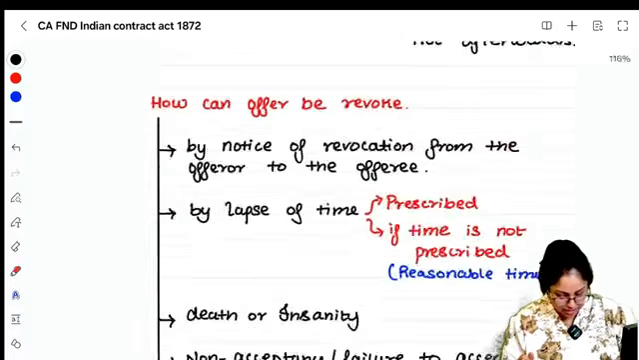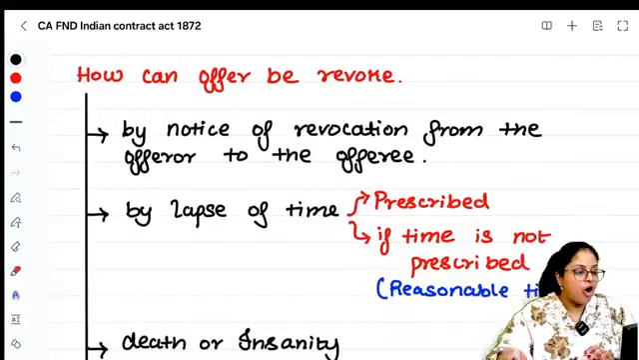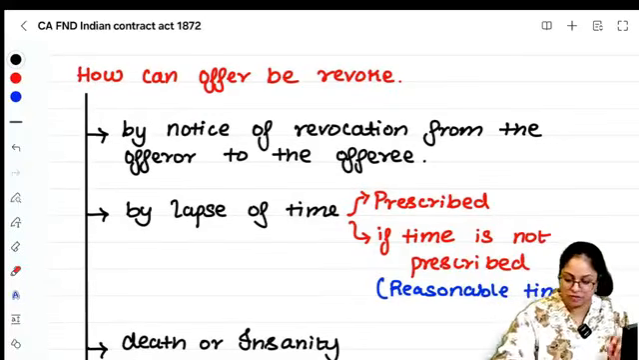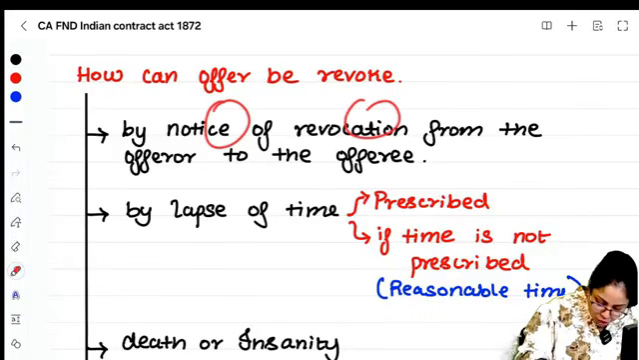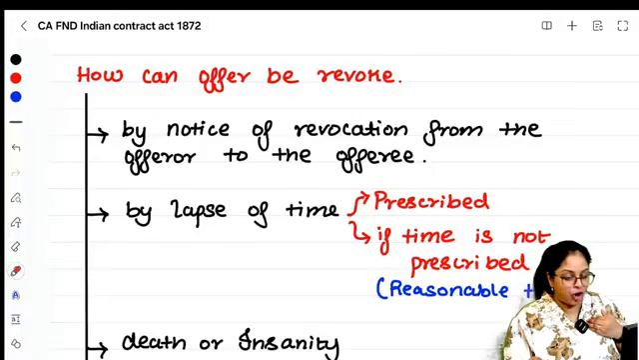The last section number 6. Offer எப்போ revoke ஆகும்? First, offer will be revoked by notice of revocation from the offeror to the offeree, not DT, offeror.